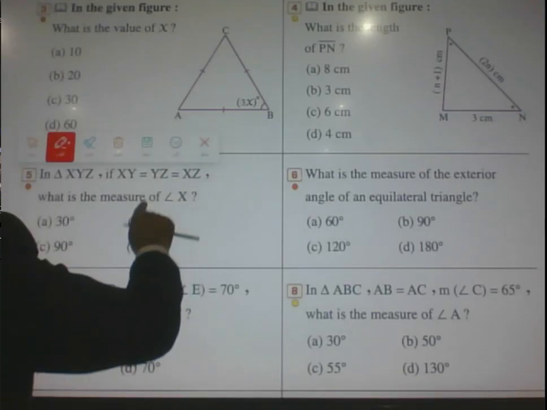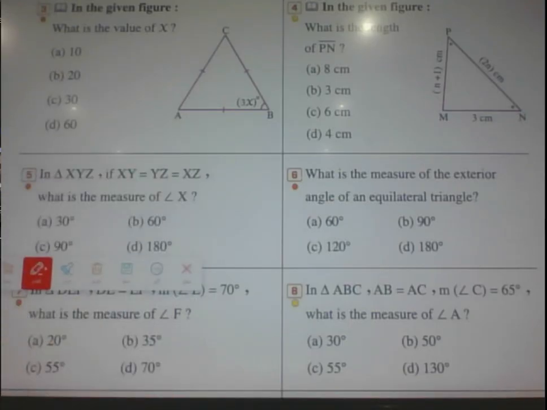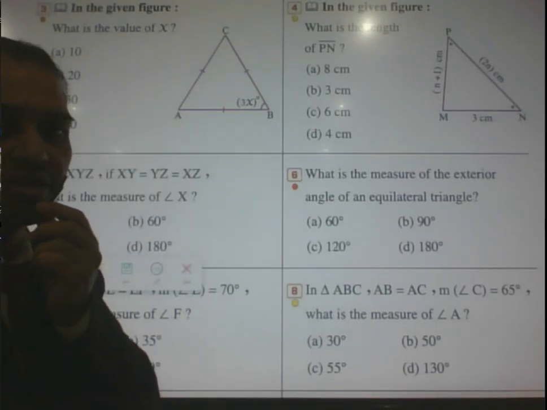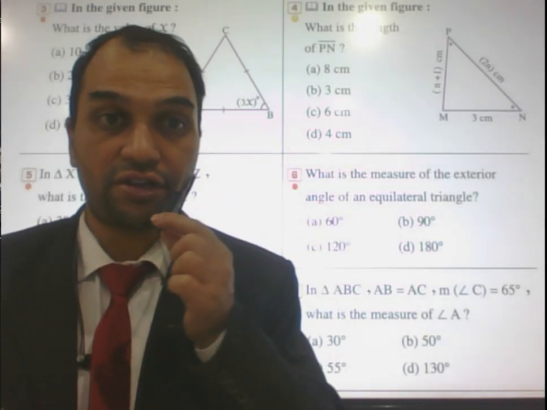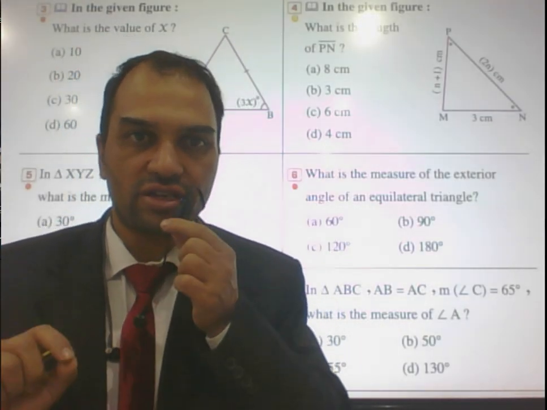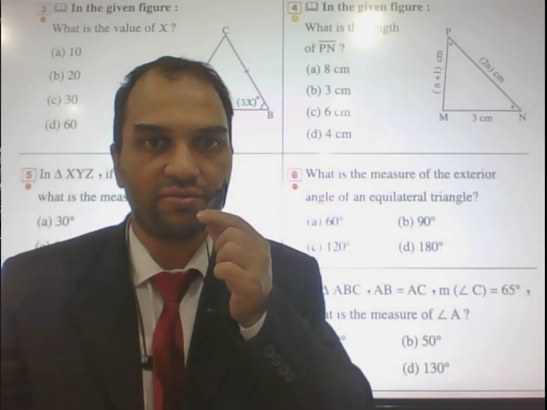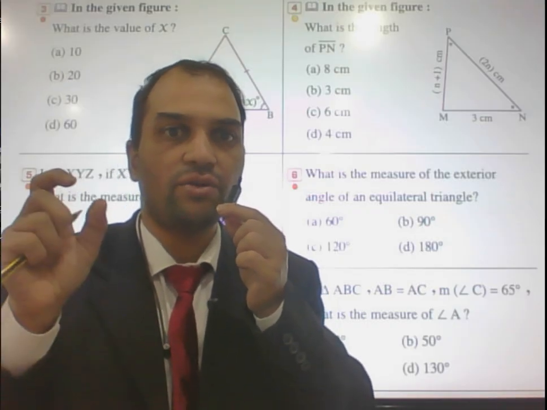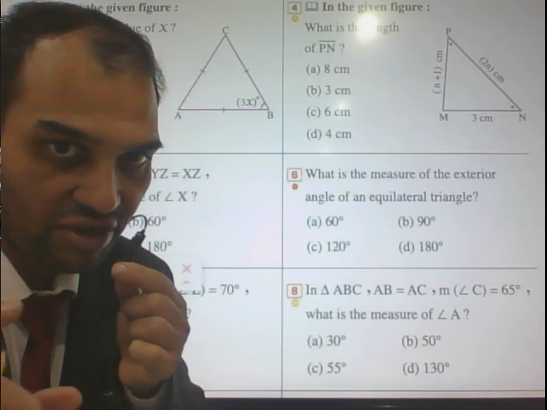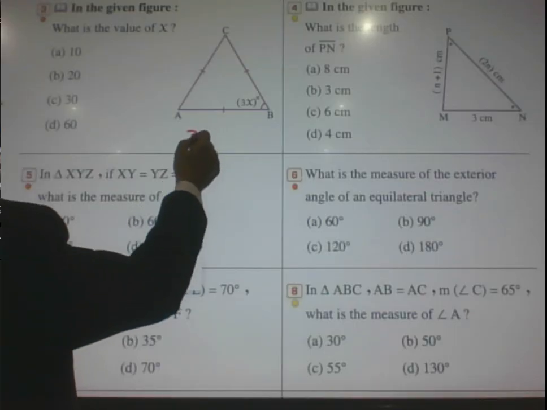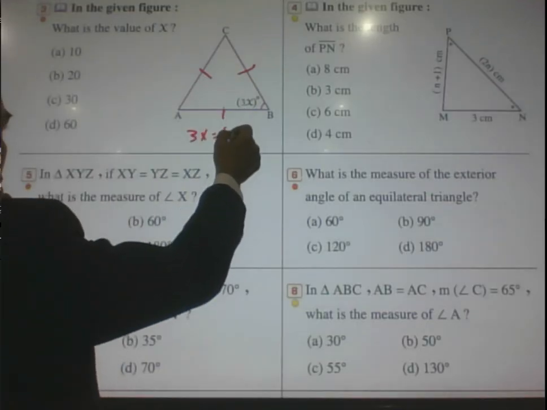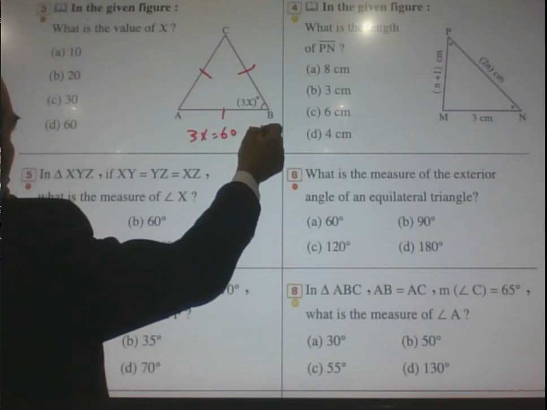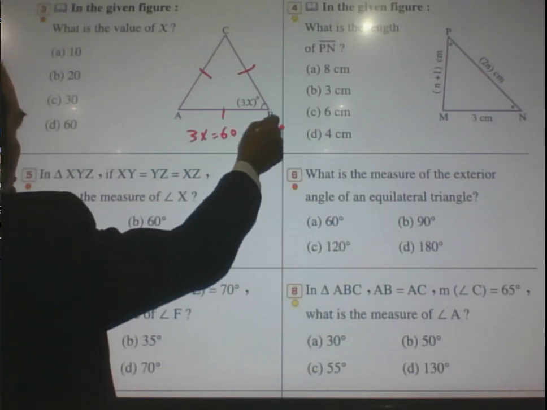We have here an equilateral triangle. Equilateral triangle means the measure of each angle equals 60 degrees because the sum of interior angles equals 180. We can divide 180 by 3 equals 60. Then the measure of angle B here will be 60, okay? Then 3x here equals 60. We have an equilateral triangle, then x will be 60 divided by 3 equals 20.